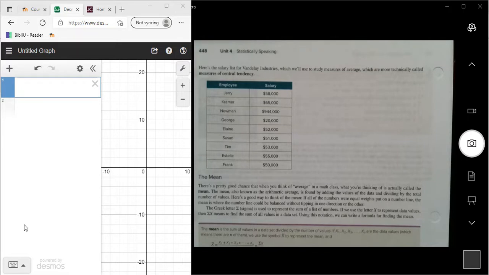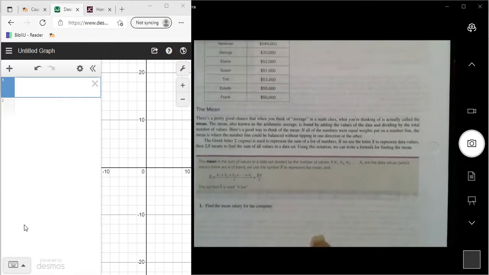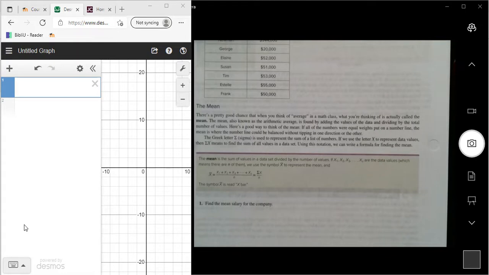The Greek letter sigma is used to represent the sum of a list of numbers. If we use the letter x to represent data values, the sum or sigma of x means to find the sum of all values in a data set. Using this notation, we could write a formula for finding the mean. So basically, the formula for finding the mean is to add up all the values and divide by how many values you have. And remember, this x bar is actually the symbol for the mean.